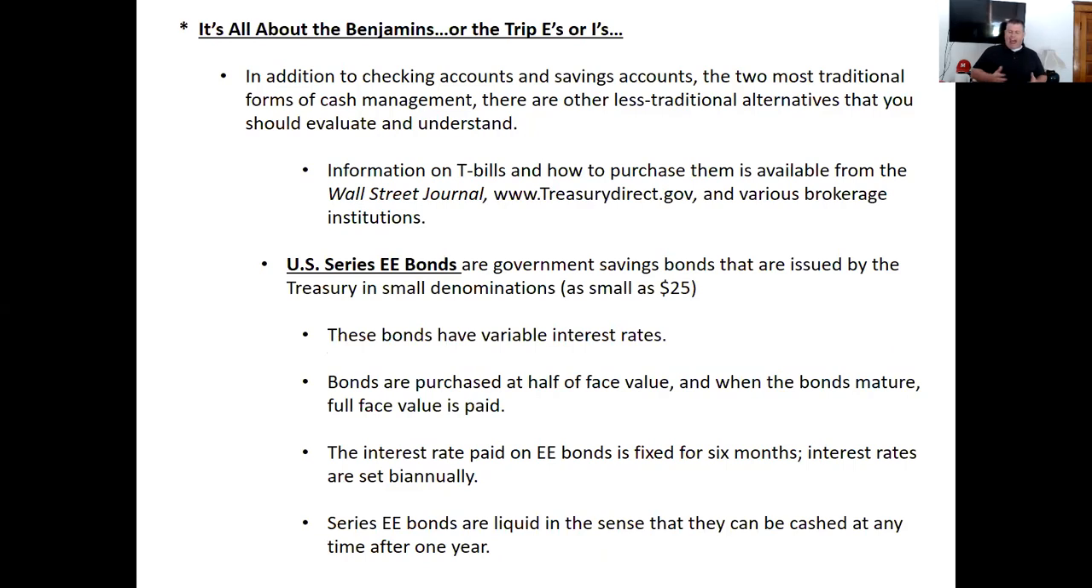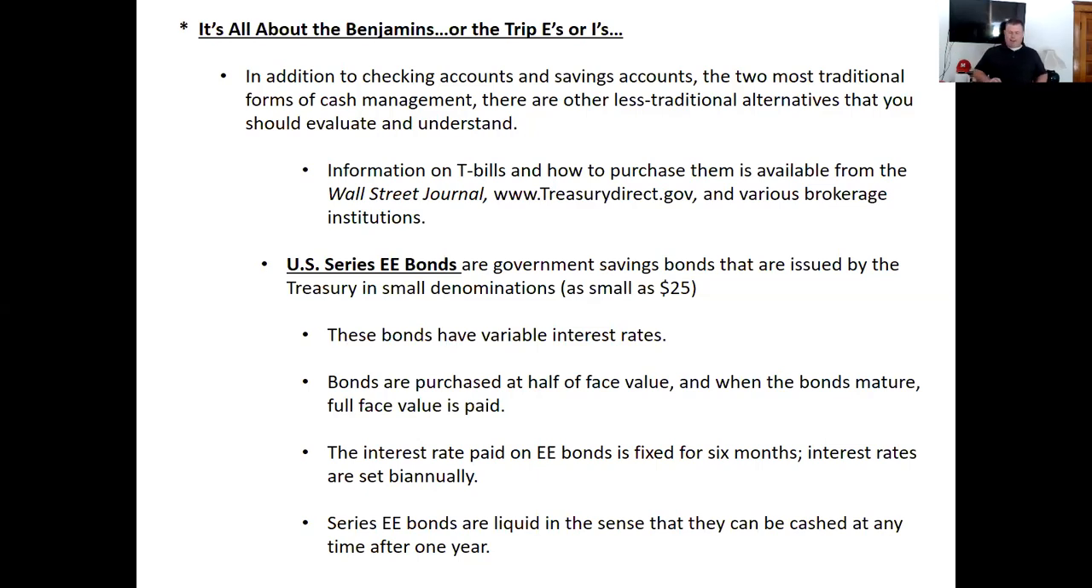They're purchased at half the face value, and when the bonds mature, the full face value is paid. So for a $50 savings bond, you pay $25, and then when it matures, you get the $50. The interest rate paid on EE bonds is fixed for 6 months. In other words, Congress votes every 6 months or gives the Department of the Treasury the ability to set that interest rate every 6 months.